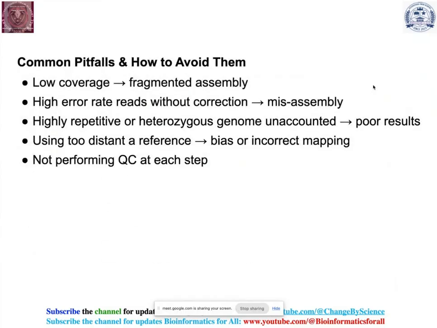So, the common pitfalls and how to avoid them. Low coverage leads to fragmented assembly. High error rate reads without correction lead to misassembly. Highly repetitive or heterozygous genomes can lead to poor results. Using too distant a reference causes bias or incorrect mapping. And not performing quality checks at each step. So these are the common pitfalls you need to avoid.